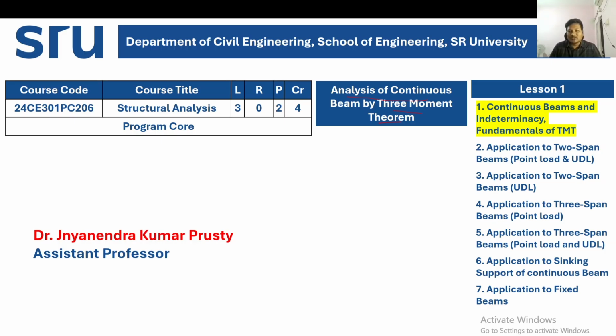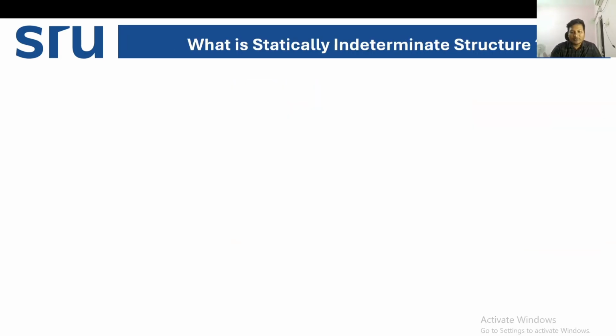So in today's lecture, we'll see what a continuous beam is, and whether this beam is a statically determinate or indeterminate structure. Then, what is the need of the three-moment theorem? We'll discuss some fundamentals. And at the end of this lecture, we will discuss one of the examples: how can we solve a continuous beam using the three-moment theorem? Let us enter into the chapter.